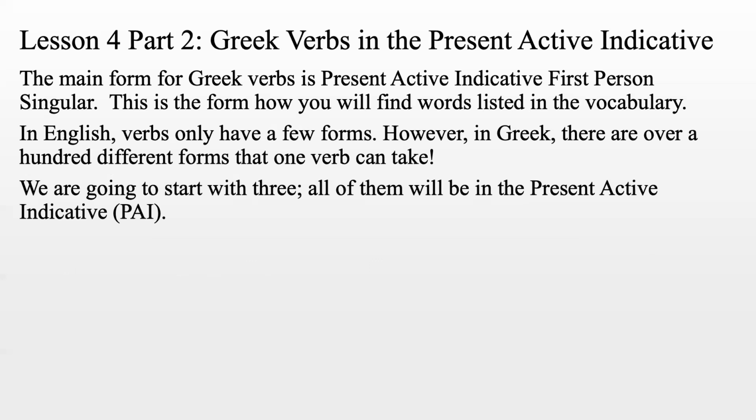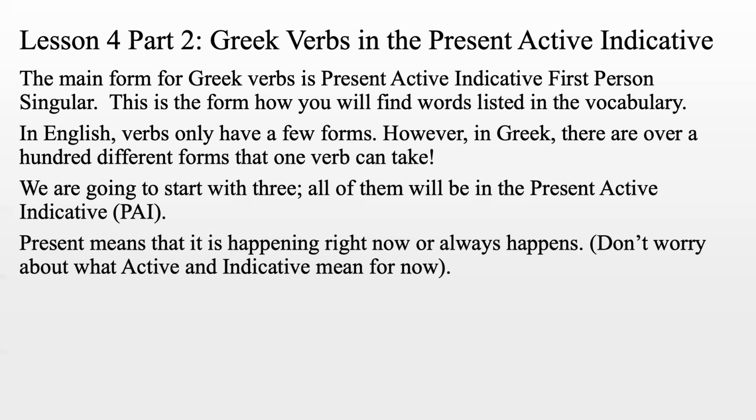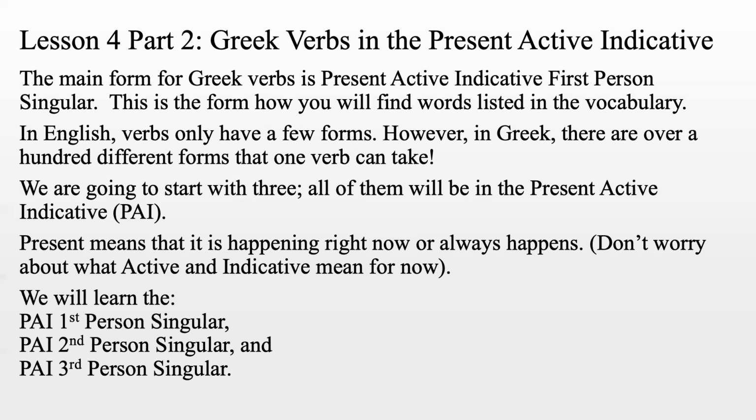We are going to start with 3. All of them will be in the present active indicative, or PAI. Present means that it is happening right now or always happening. Don't worry about what active and indicative mean for now. We will learn the present active indicative first person singular, present active indicative second person singular, and present active indicative third person singular.